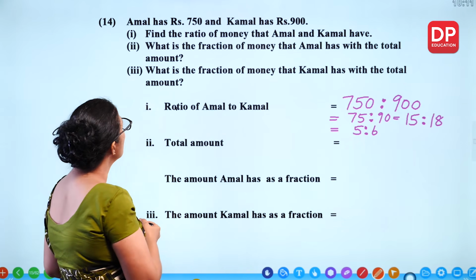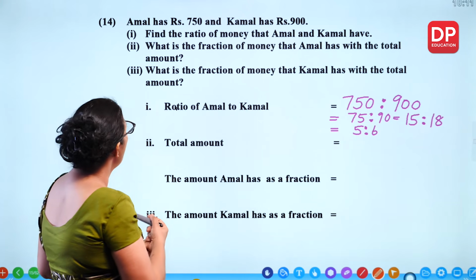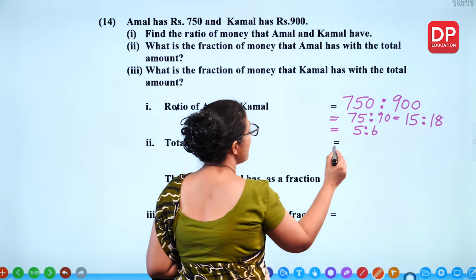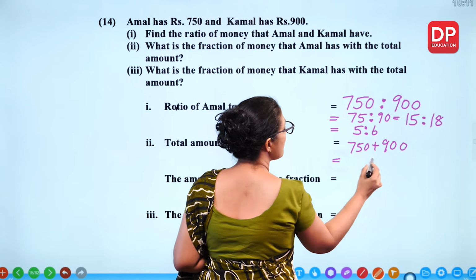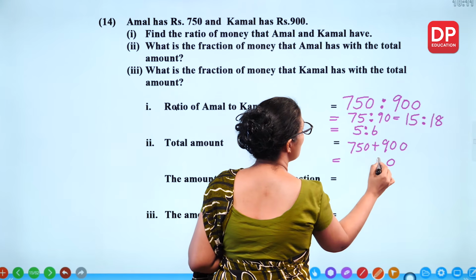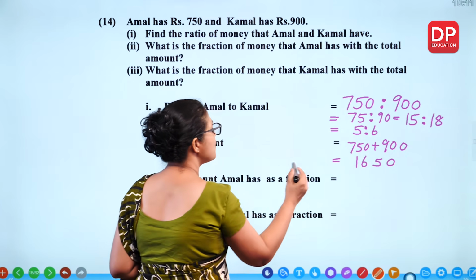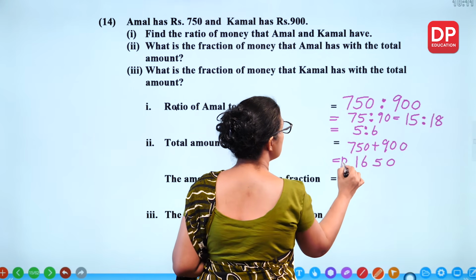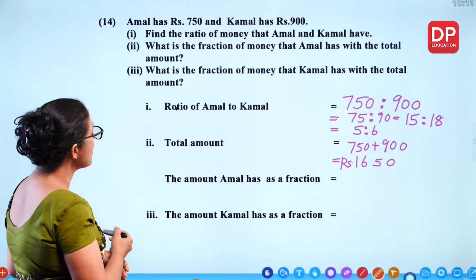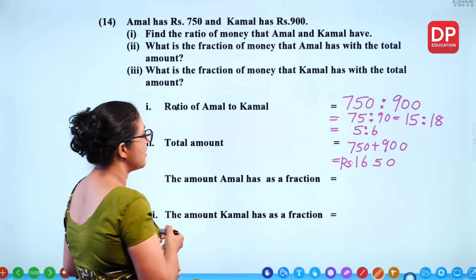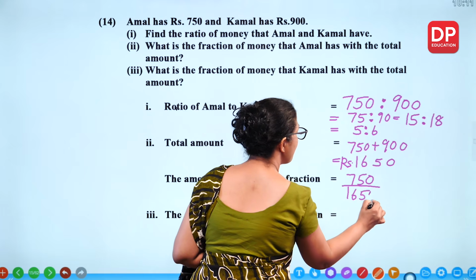So what's the total amount? You need to add these two. Total amount is 750 plus 900, and you get 1,650. That is the total amount. Now the amount Amal has as a fraction. So Amal has 750 out of 1,650. That's the fraction.